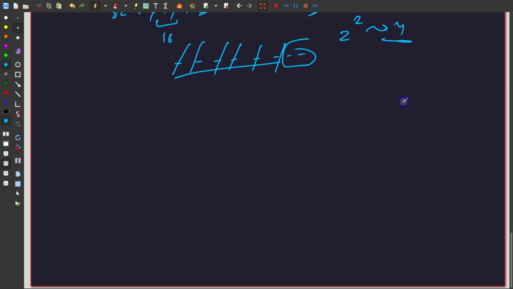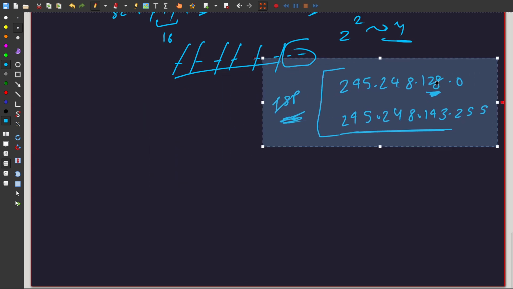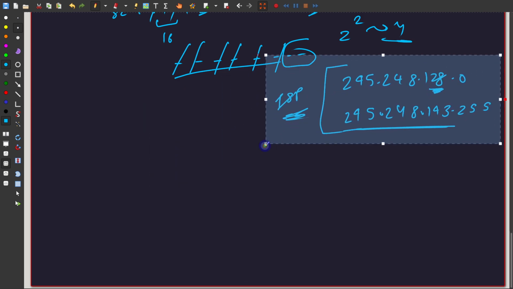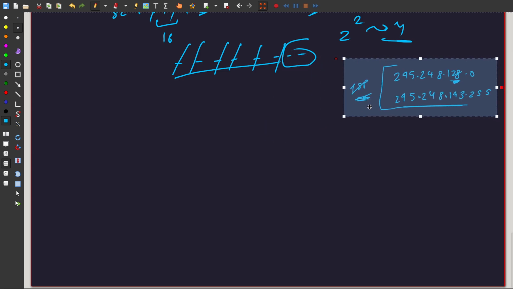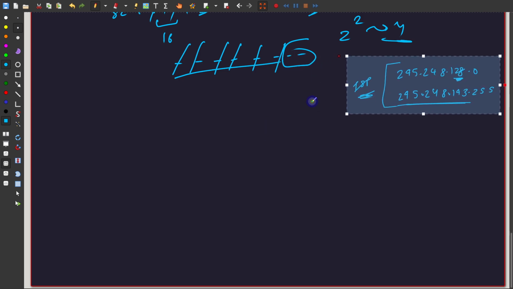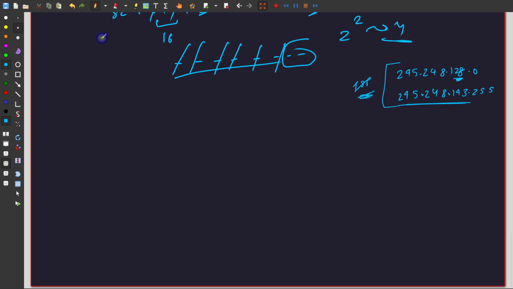Now again, I will once again paste the ISP block here for reference. Reduce the size a bit, and boom. Okay, now play with me here. Let us start. So 245.248.128.0. Now it has to go up in size of 4.